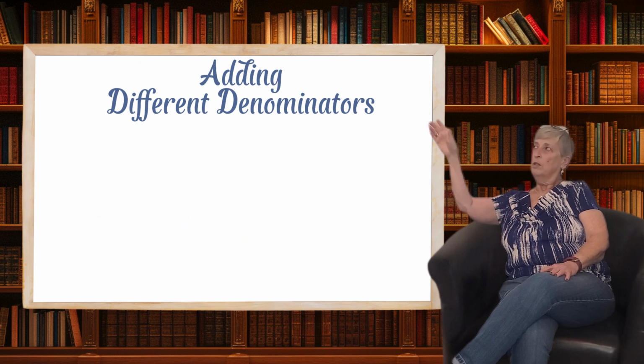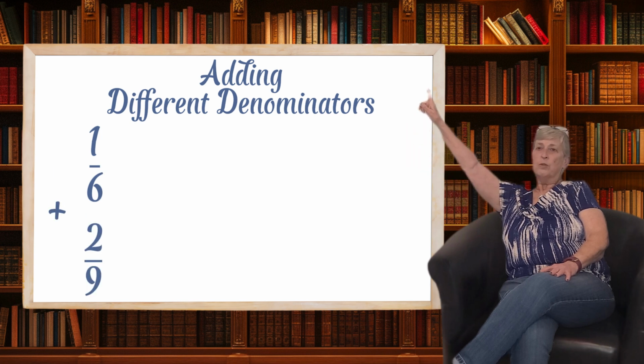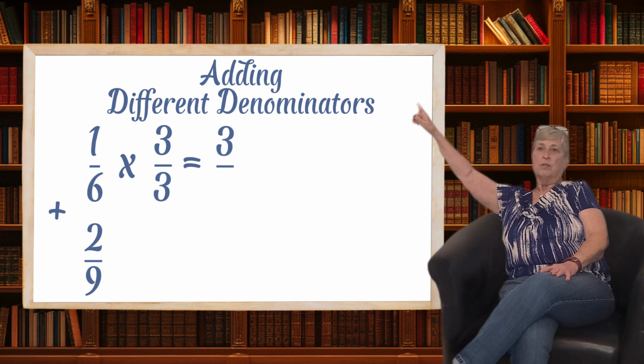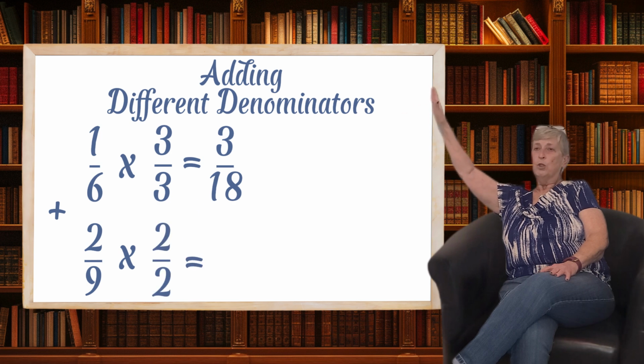So let's write that out. 1/6 on top, 2/9 on the bottom. The 1/6, remember, we have to multiply by 3 over 3. So times 3 over 3, we have 1 times 3 is 3. We have 6 times 3 is 18. So now we have 3/18. Now let's look at the 2/9. The 2/9, remember, we just multiplied by 2. So we have to multiply it by 2 over 2. 2 times 2 is 4. 9 times 2 is 18. So now we have 4/18.